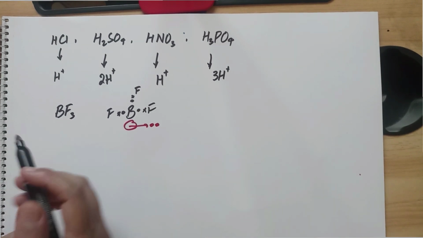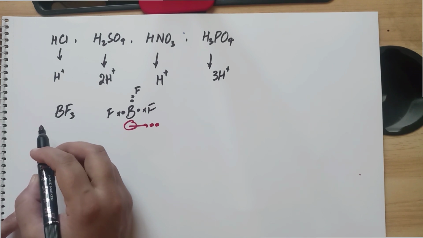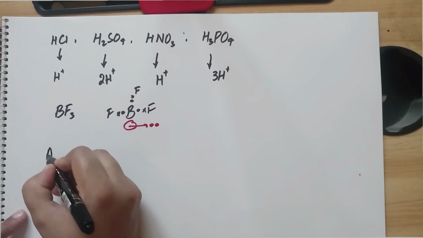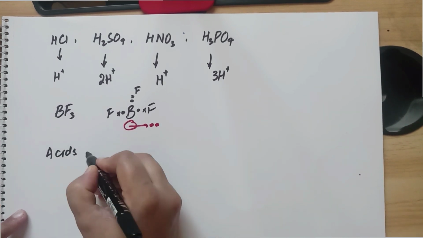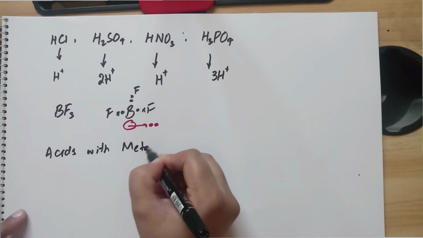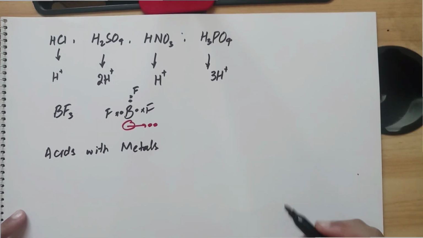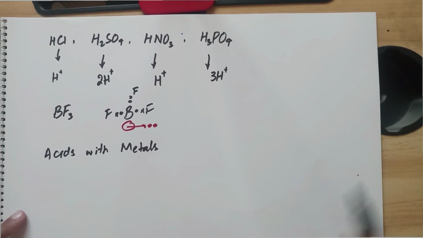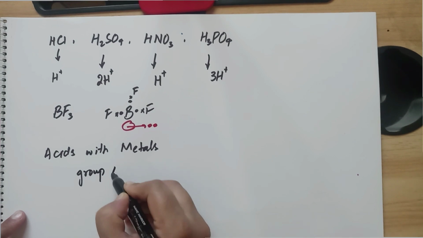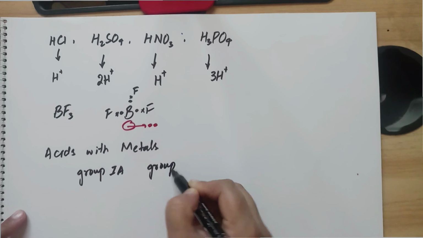So the next is our main topic, that is the reaction of acids with metals. Acids with metals, how do they react? Highly reactive metals like the alkali and alkaline earth metals, that is group 1 and group 2 of the periodic table.